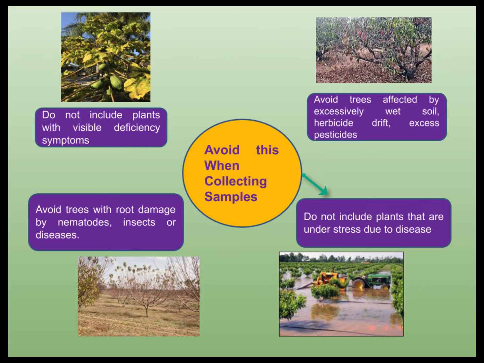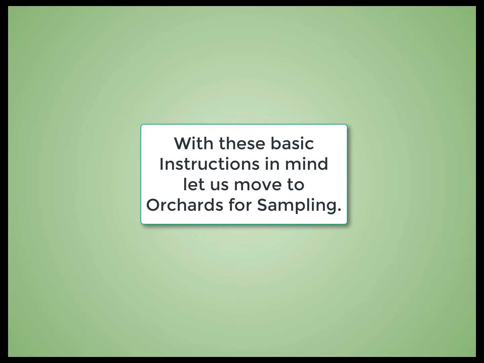If trees are under flooded condition due to excess rain or facing drought, or if trees are affected by drifting spray or herbicides and excess pesticides, then do not take samples from such trees. With these basic instructions in mind, let us move to orchards for sampling.